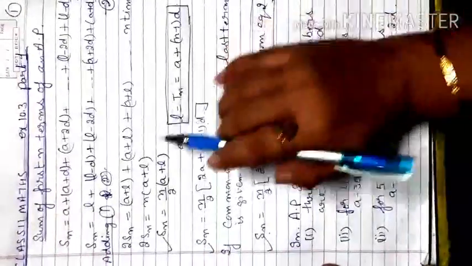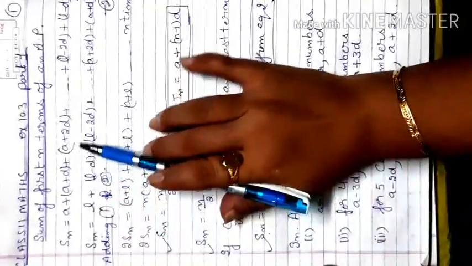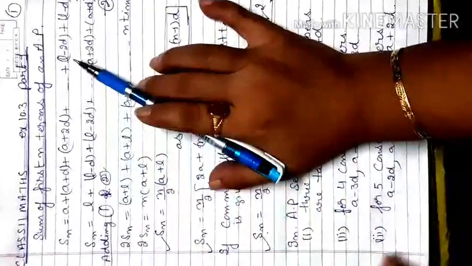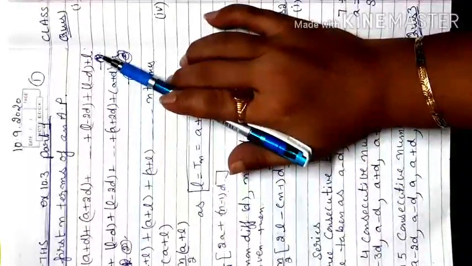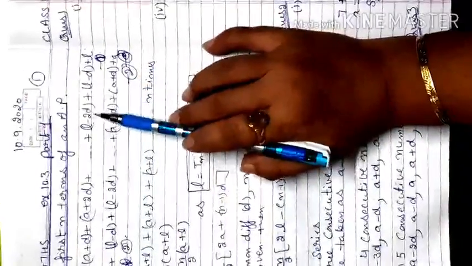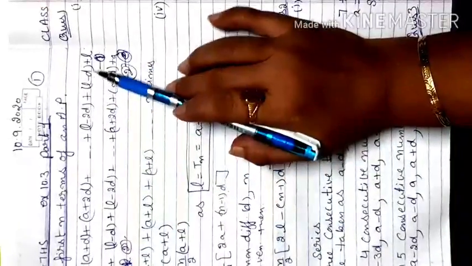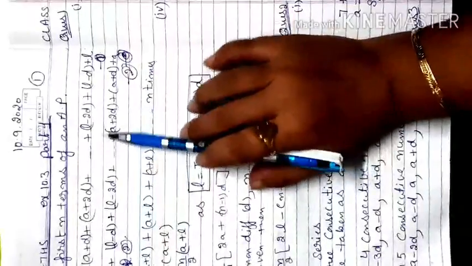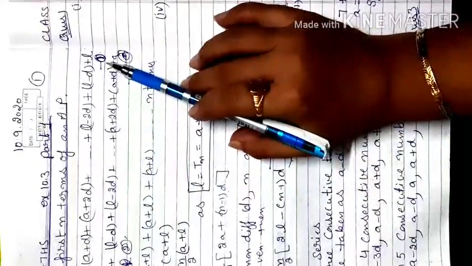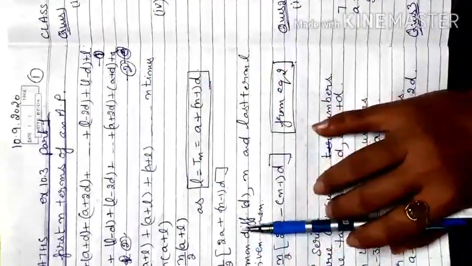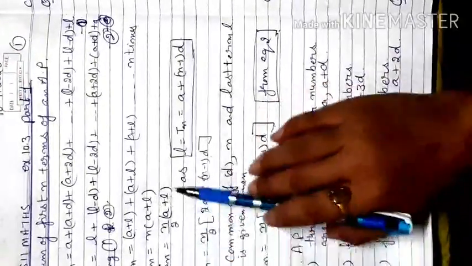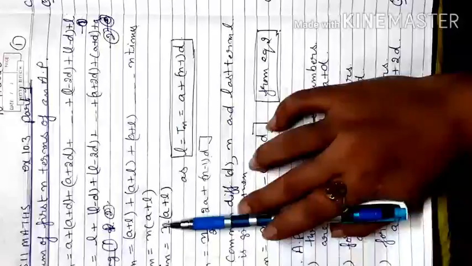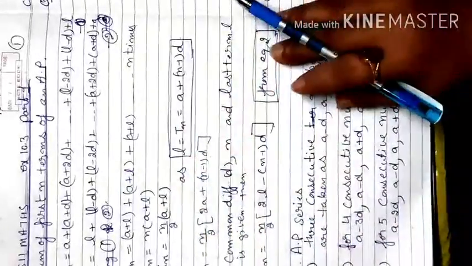If you have given Sn: a plus d, a plus 2d, and last term minus 2d and last minus d, because the last term is my nth term, then L minus 2d plus L minus d plus L. So actually my formula, the sum of the terms formula, is n by 2 (a plus L). How is this formula made? First term and last term, n by 2, that is made from the series.